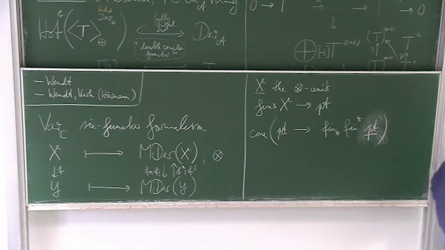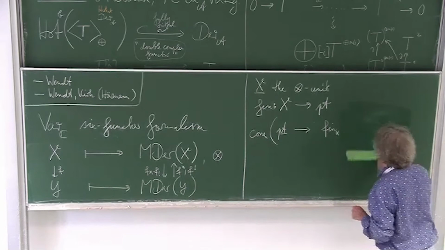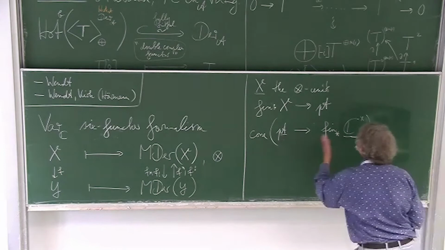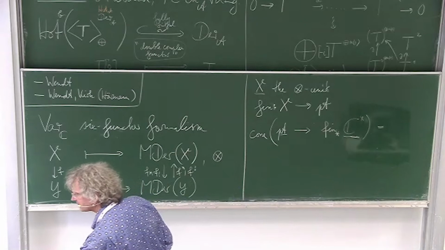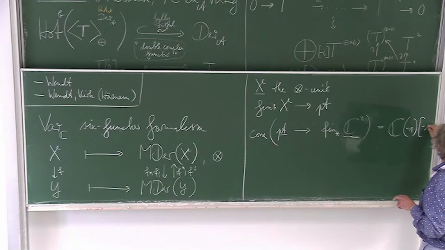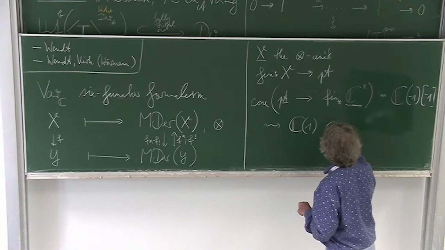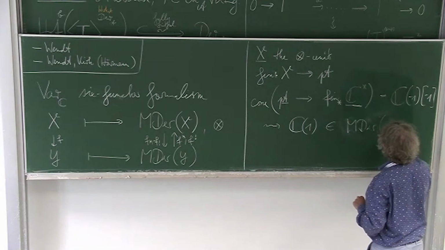I want the constant map from the multiplicative group to the point. The constant sheaf on the multiplicative group maps to the point, and there is a canonical map here. The cofiber of this has a nice name, it's a Tate sheaf. I want to call it C minus one. And this leads to the Tate object C of one, in our derived category of a point.